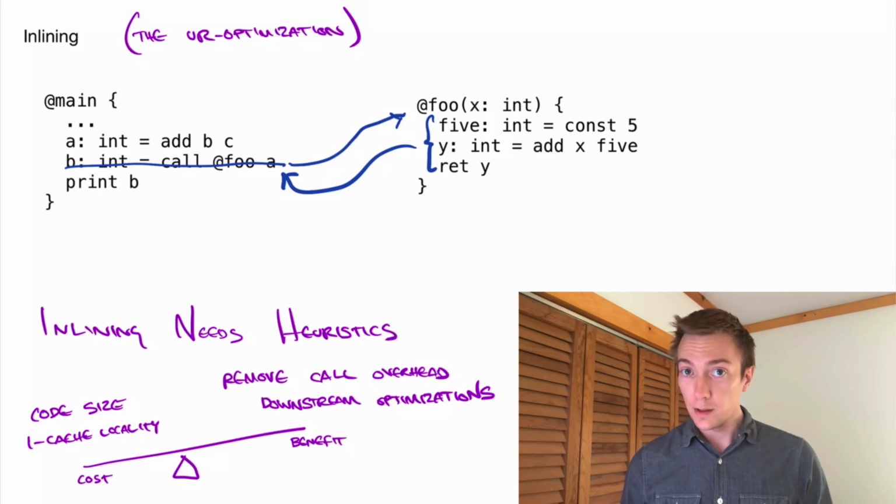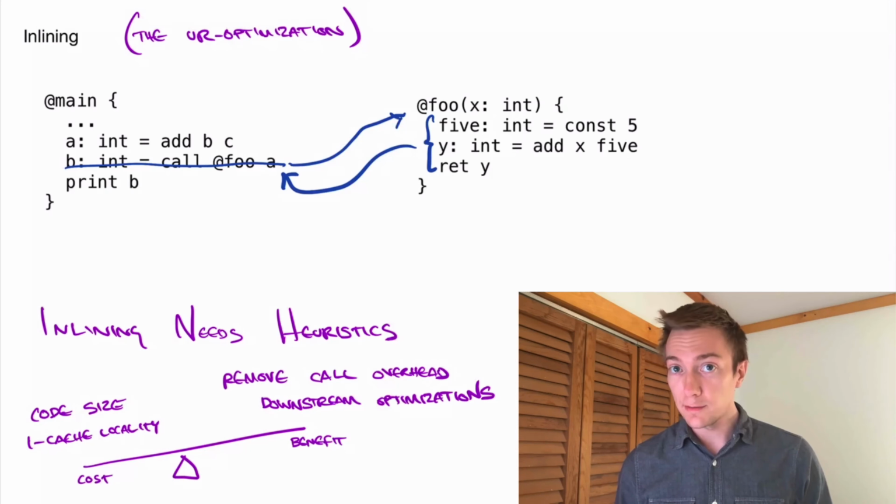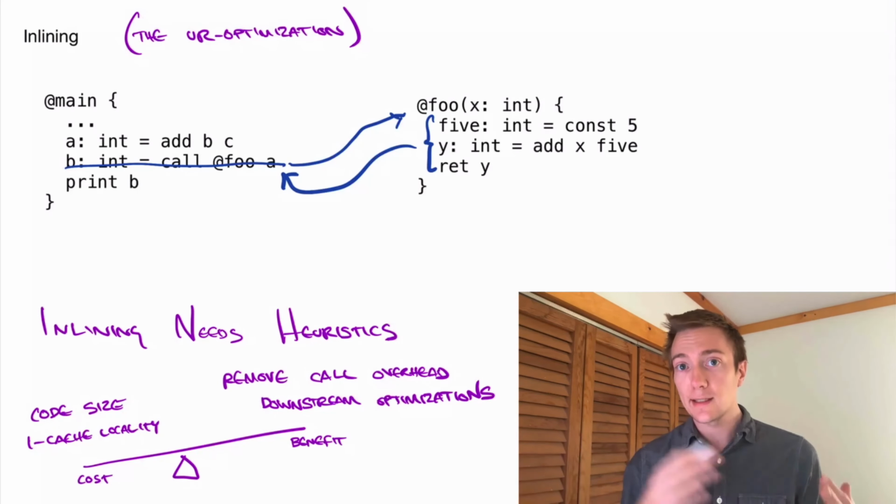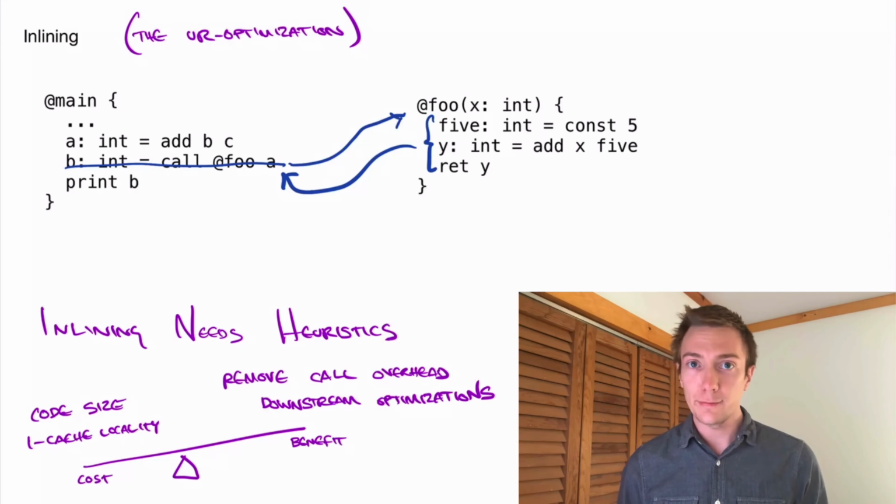So right now, I'd like you to pause the video and write out the code for what the inlined version of this pair of functions would be. That is, write a new version of main that has the code for foo inlined into it. And think about the steps that you need to do to change the foo code so it now fits into main.